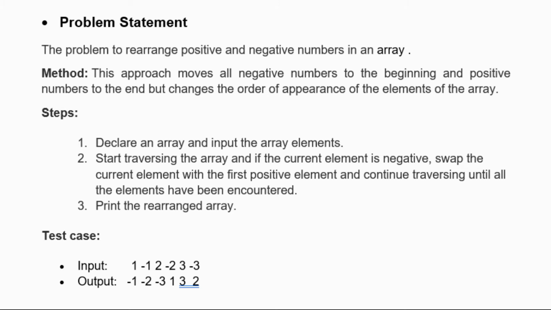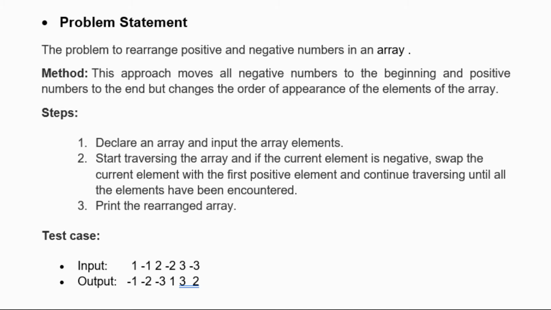What does the method say? This approach moves all negative numbers to the beginning and the positive numbers to the end, but changes the order of appearance of the elements of the array. I can see this problem is solved here only. As you can read it again, the method says this approach moves all negative numbers to the beginning and positive numbers to the end, but changes the order of appearance of the elements of the array.